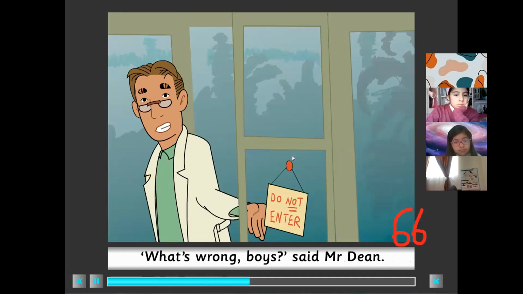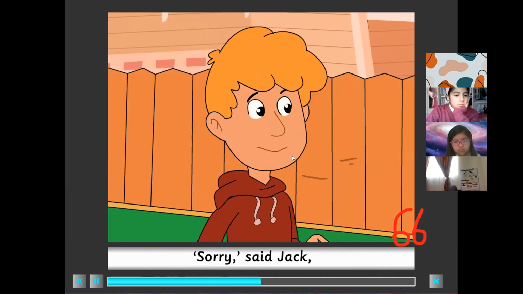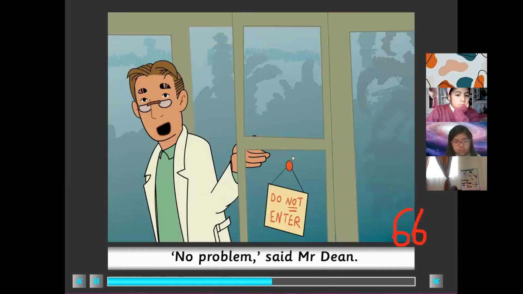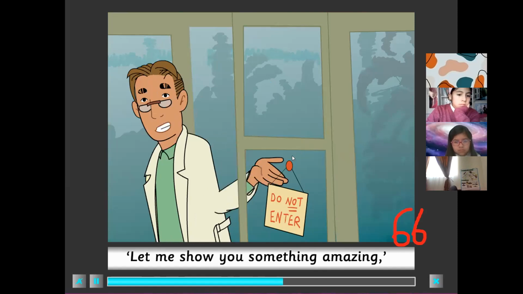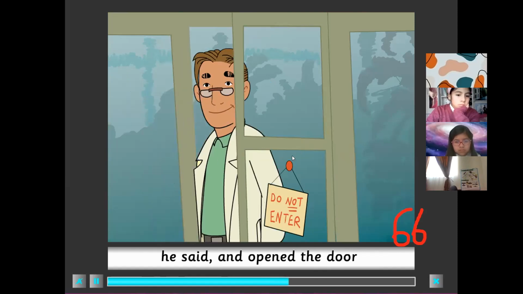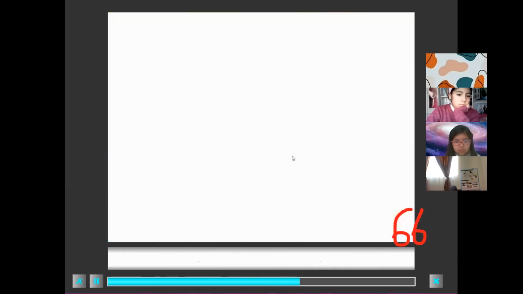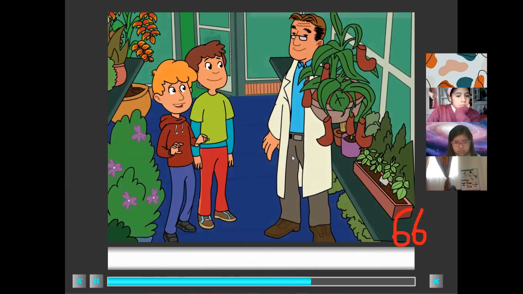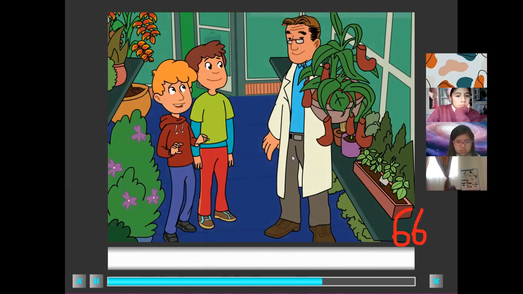"What's wrong, boys?" said Mr. Dean. "Sorry," said Jack. "Our ball went over the fence." "No problem," said Mr. Dean. "Let me show you something amazing," he said, and opened the door of the greenhouse. It was very hot in there, and it was full of strange plants. "They are from all over the world," said Mr. Dean. "This one is a pitcher plant."